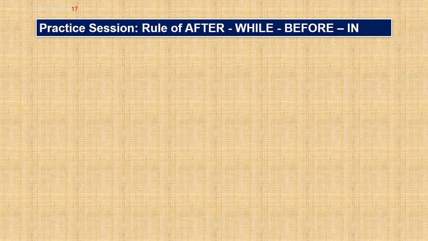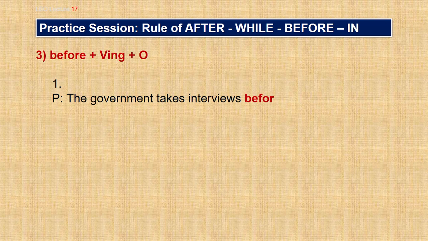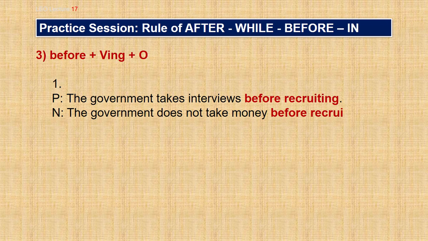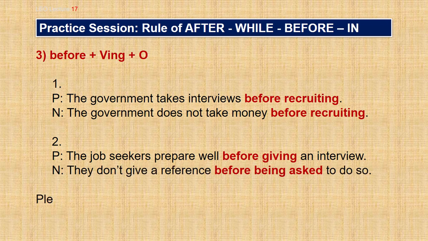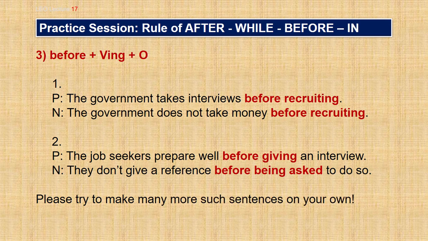And on the third screen we have the rule of before. All these rules are similar to each other, and the third rule is before plus verb ing plus object. You have a couple of examples on your screen, guys, and the same treatment is given to before as well. The word adjoining before also goes with the ing form. You can see here the examples of government and job seekers, where we have used before followed by the verb ing form of the verb.